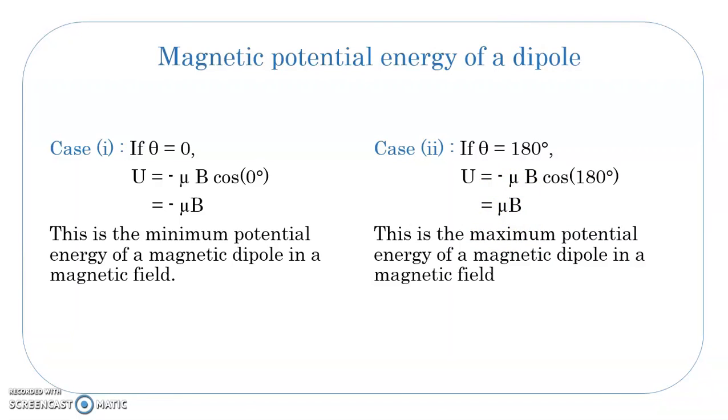So in this session, we have studied moving coil galvanometer, magnetic dipole moment, and magnetic potential energy of a current carrying coil placed in an external magnetic field.